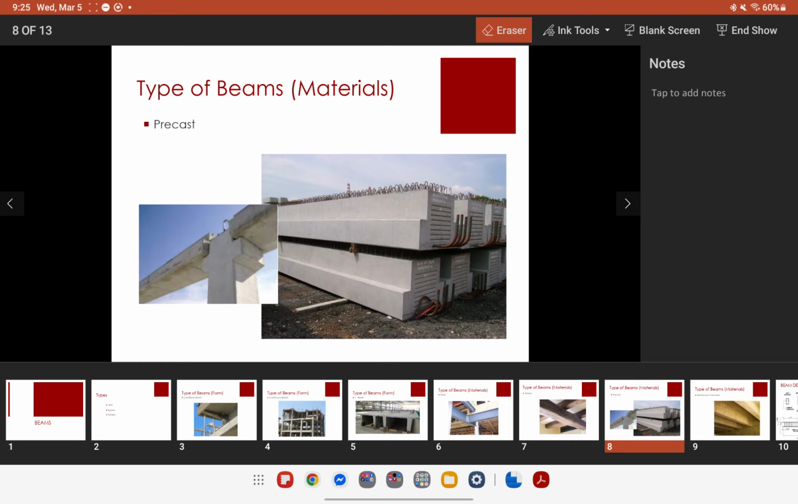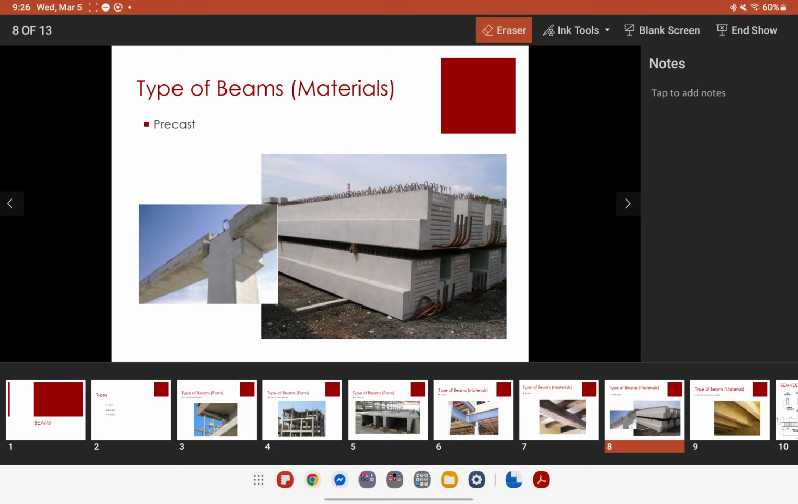Okay, another type of beam is precast. Same with that of the previous topic for the columns, they order this off-site. There's another maker for the precast beam member. So you actually have to order this, make the necessary measurements, and then they will bring this on site already made. So you'll just have to assemble this.